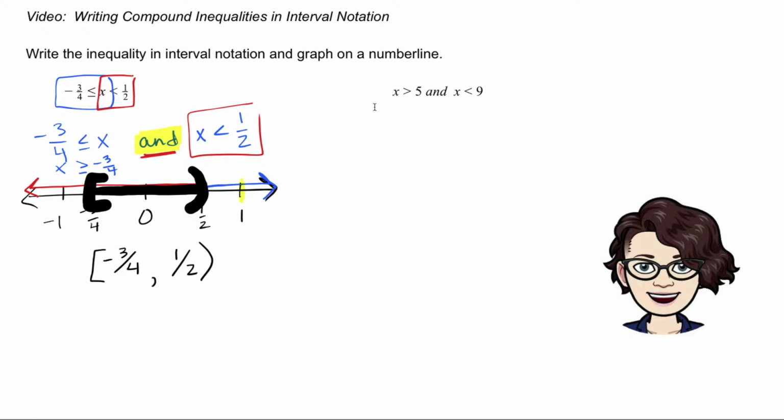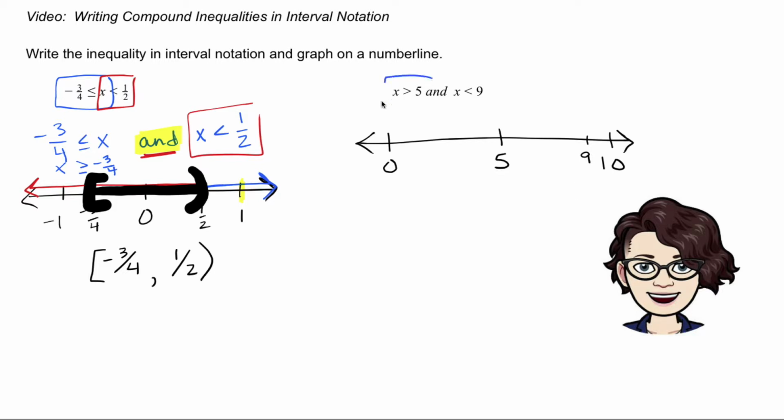Okay. Here we have another compound inequality. It's not a three-part like the previous one. x is greater than 5 and x is less than 9. So what numbers are greater than 5 and less than 9? Well, 6. 6 is greater than 5 and 6 is less than 9. So let's see what this looks like on a number line. Again, I suggest doing the number line first because the number line will then basically give you that interval notation. So here's 0, we'll put 5 here in the middle, and double that would be 10. We'll put 9 right before that.